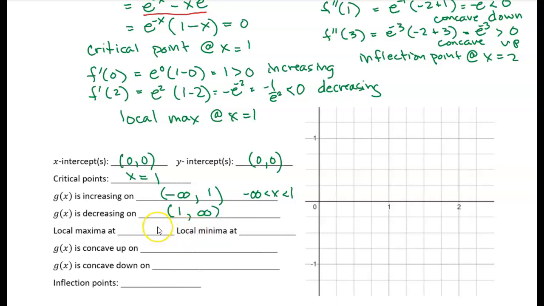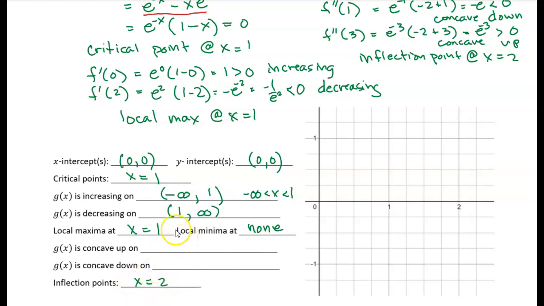There's a local maximum because we found that it's changing from increasing to decreasing. There's a local maximum at x equals 1, and that was our only critical point. So we don't have any other candidates for extrema, and so there is no local minimum. All right. And then we also found stuff out about the concavity. We found out there's an inflection point at x equals 2.